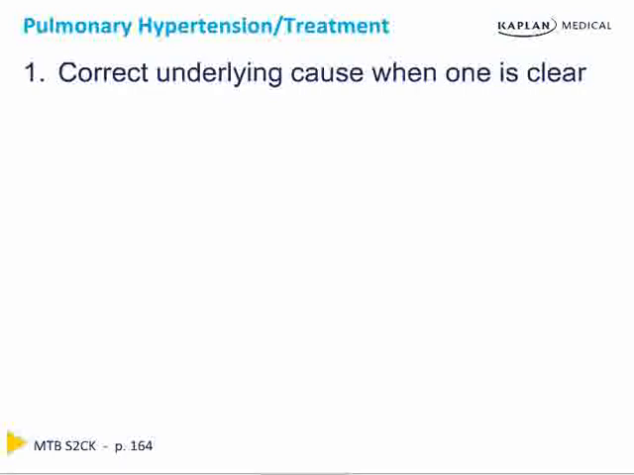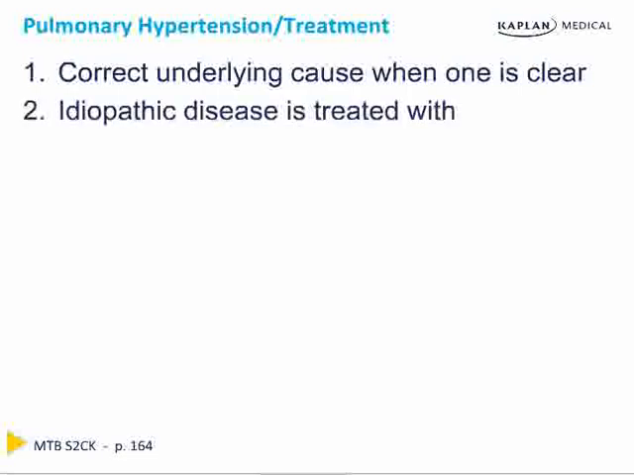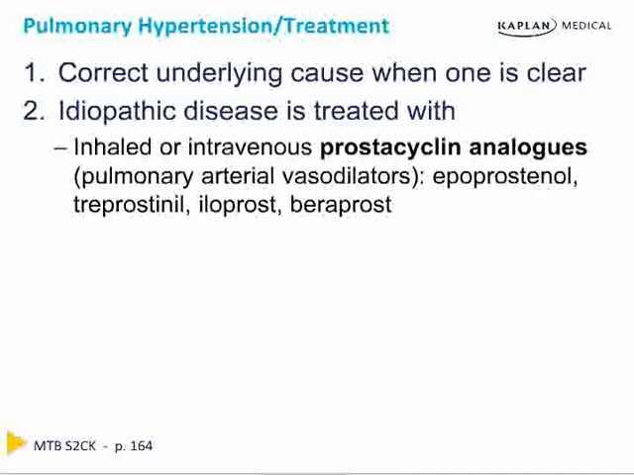Regarding the management of patients with pulmonary hypertension, if there is an underlying cause, correcting it is going to be the first step. Idiopathic disease, on the other hand, is often treated with inhaled or intravenous prostacyclin analogs. These act as pulmonary arterial vasodilators. They're going to improve blood flow through the lungs and are going to decrease the afterload on the right ventricle. Epoprostenol, treprostinil, iloprost, and beraprost are commonly tested examples.